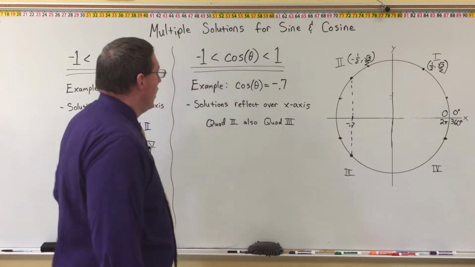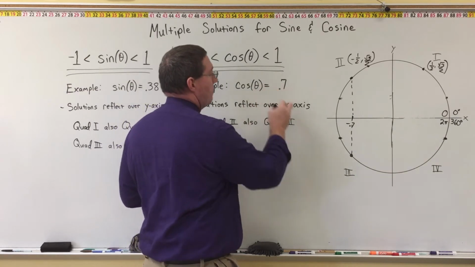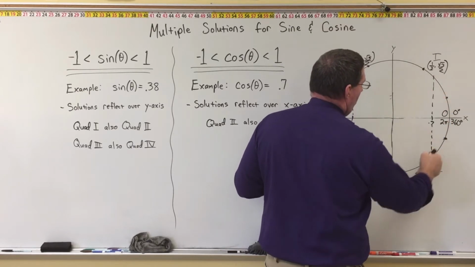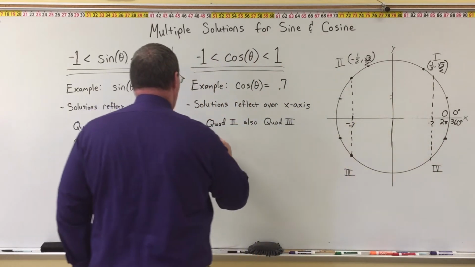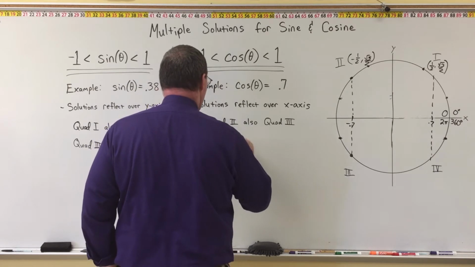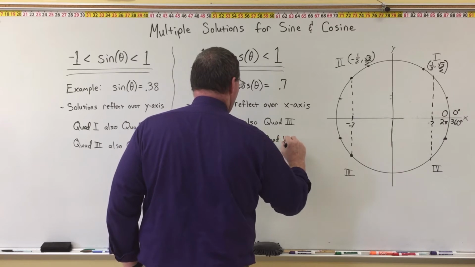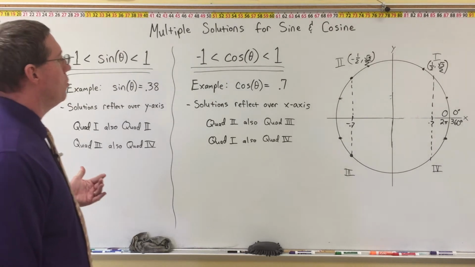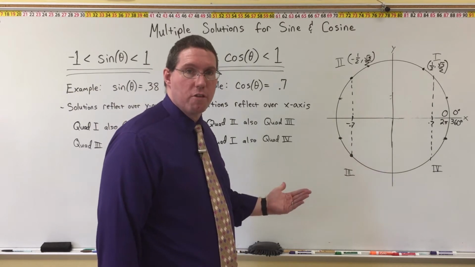Okay? And then let's say that it was positive 0.7. Well, positive 0.7 is over here somewhere. And if you have a solution in quadrant 1, then you also have a solution in quadrant 4, reflected over the x-axis. Okay? So if you have a solution in quadrant 1, you also have a solution in quadrant 4, okay? And so what I want to do now is show you how to get the other solution if you have one of the solutions.